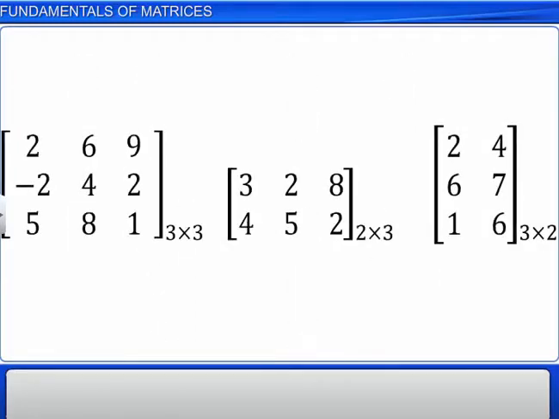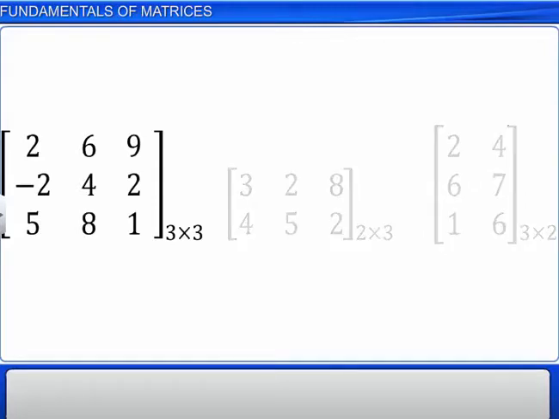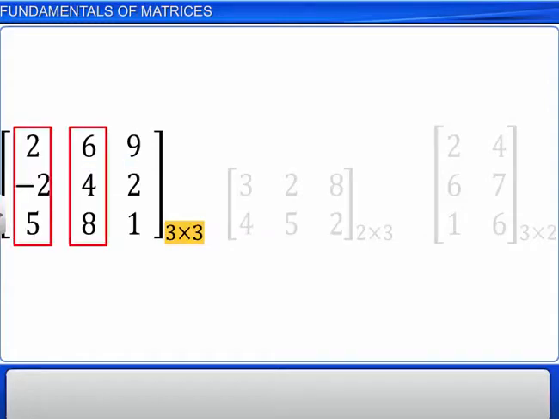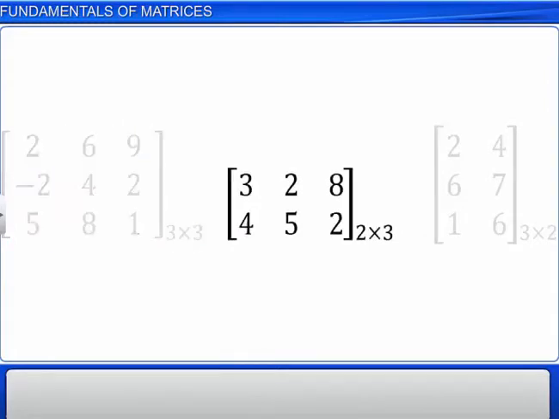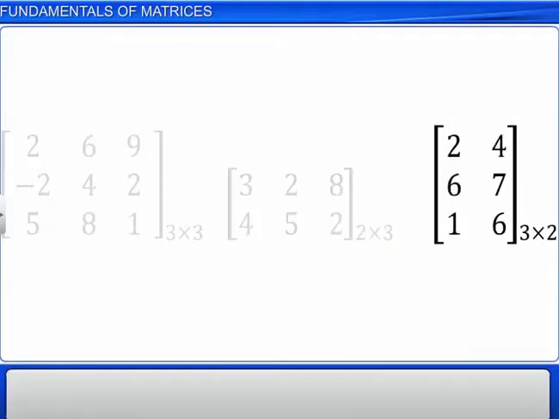In the matrices shown, the first matrix is of order 3 by 3, which corresponds to 3 rows and 3 columns. The second matrix is of order 2 by 3, which corresponds to 2 rows and 3 columns. The third matrix is of order 3 by 2.